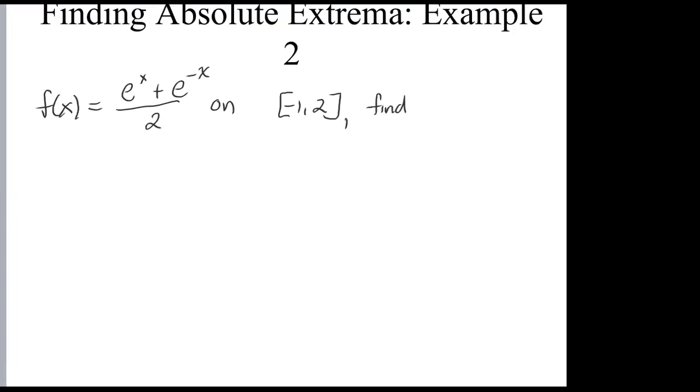Let's see here. What if we're given the function f of x is equal to e to the x plus e to the negative x, divided by 2. And I'm going to define this on the interval from -1 to 2. And now I want to find global extrema. Find the values and locations of global extrema.